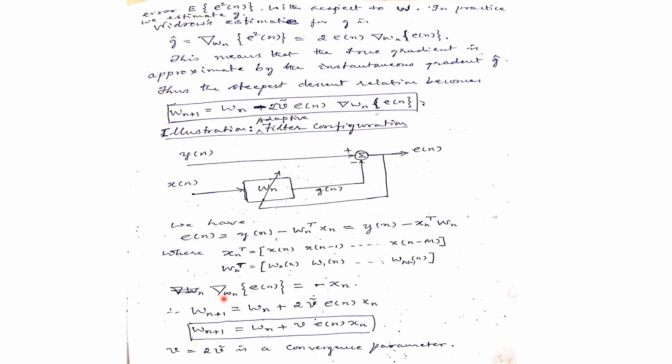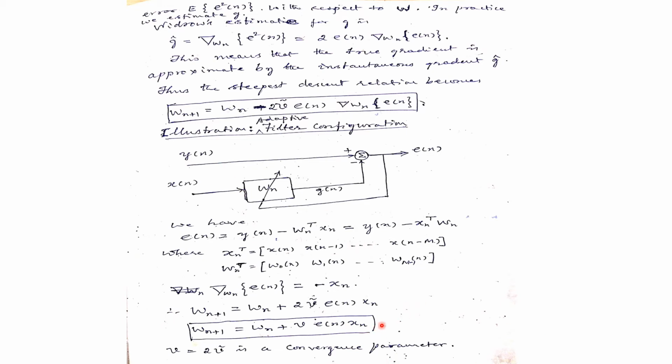Therefore, the adaptive filter configuration becomes w(n+1) equal to w(n) plus, if you look at this, it turns out to be plus because this is negative and I have a negative sign here, 2 times v e(n) x(n). So minus of minus has become plus. I can write this as w(n+1) equal to w(n) plus 2 into v, where v is again a constant, times error signal into x(n). So I can make use of this particular equation to obtain the filter coefficients.